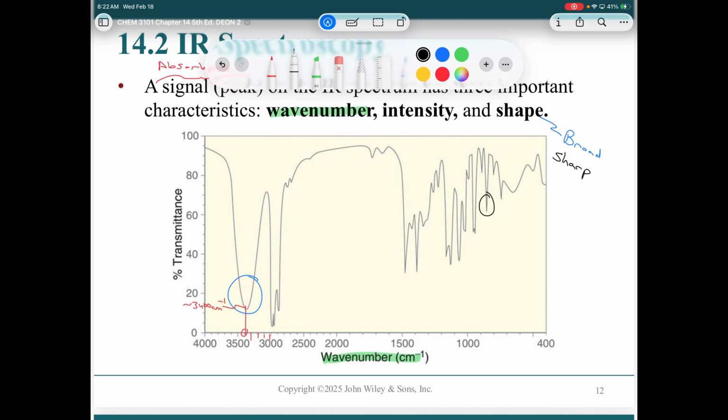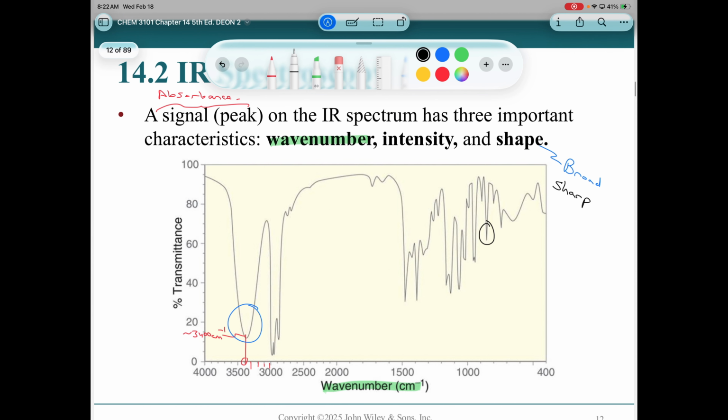Then we're going to discuss when a signal is going to be intense, when it's going to have a high absorbance or a low absorbance, and then we'll talk about whether it's going to be sharp or broad, okay? The most important of these is the wave number.